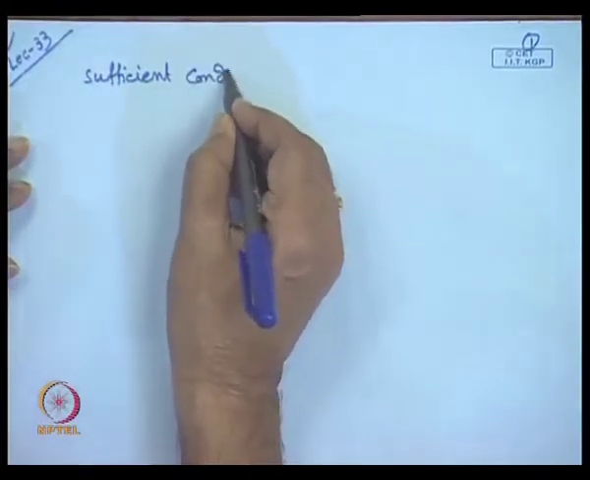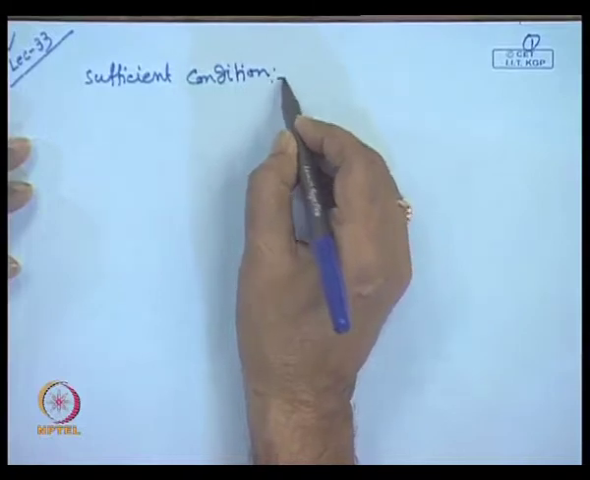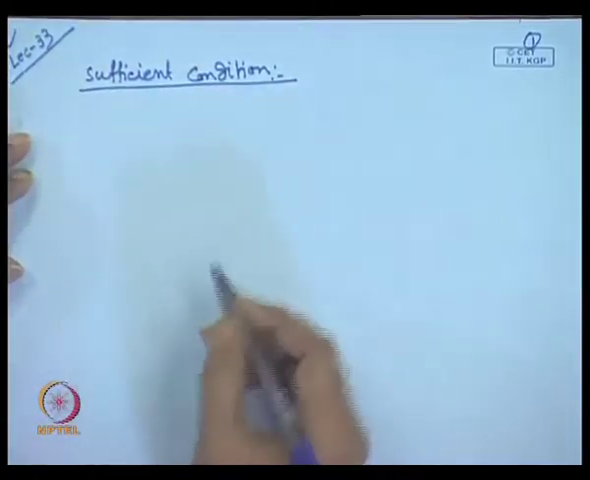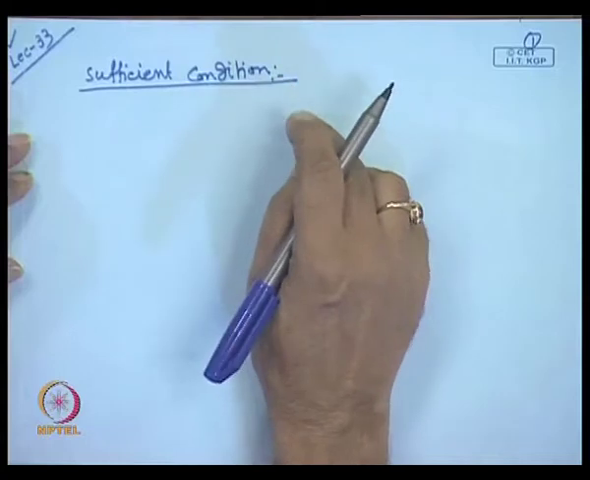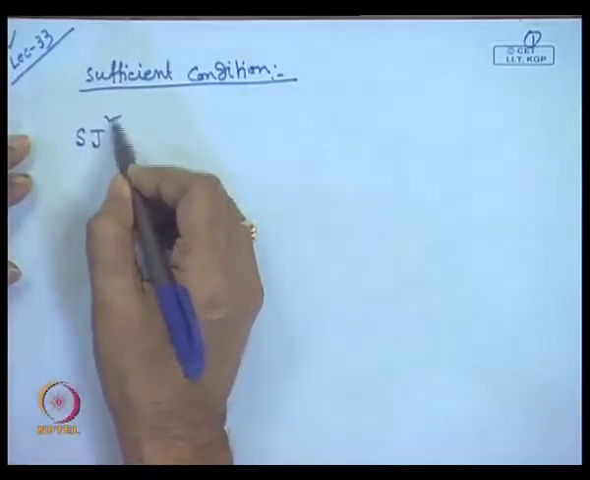Our sufficient condition is the same as what we discussed in the case of static optimization for multivariable optimization problems. The same condition we will consider here also. The sufficient condition will tell you whether the functional along the trajectory will be a maximum or minimum value. You will get it from the sufficient conditions.